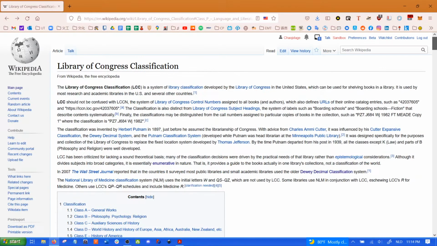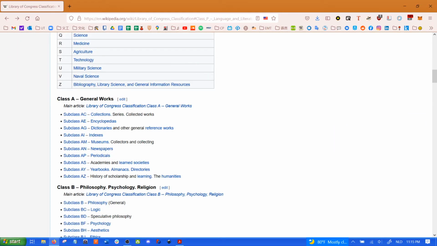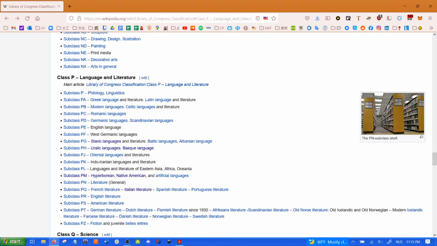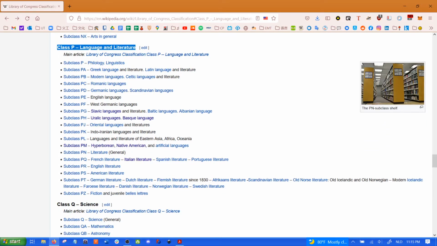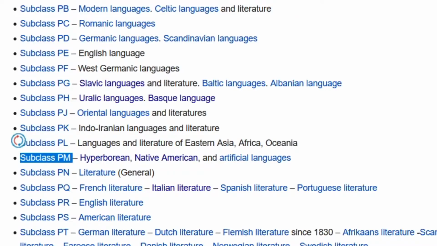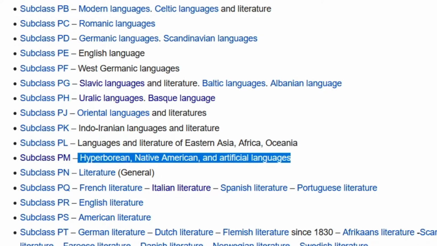All right, here's the Wikipedia page about the Library of Congress classification. I am a UT Austin student, that is the University of Texas at Austin, and our library, the Perry Castañeda Library, uses, at least in part, the Library of Congress classification. So if you go to Class P here, this is the Language and Literature section, and you'll see that the subclass PM has books about Hyperborean, Native American, and artificial languages.